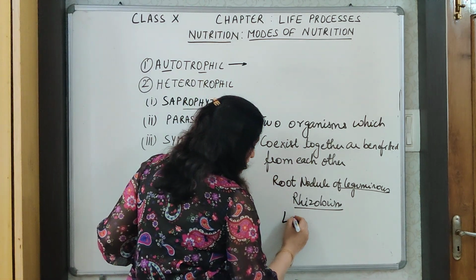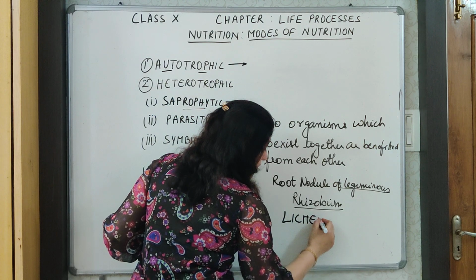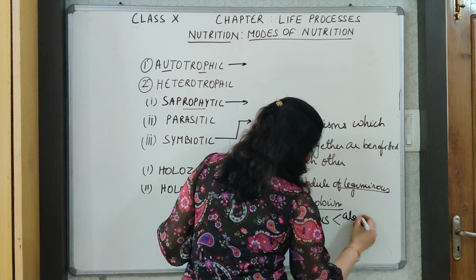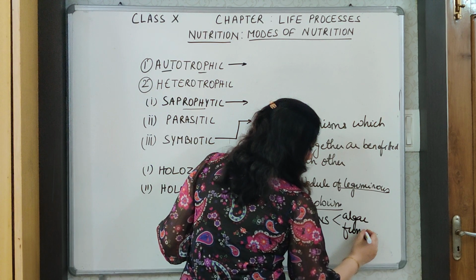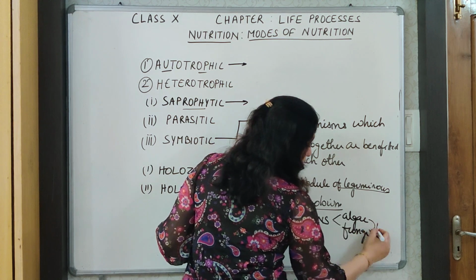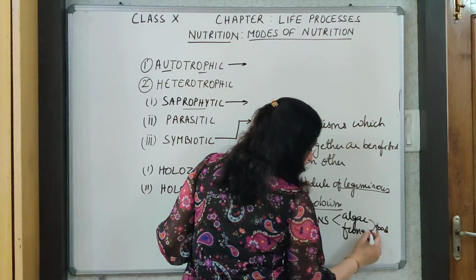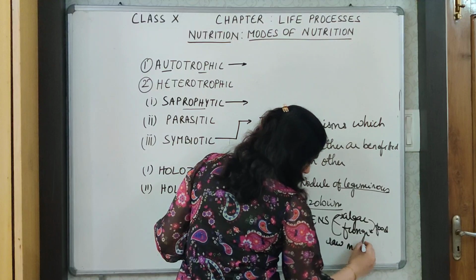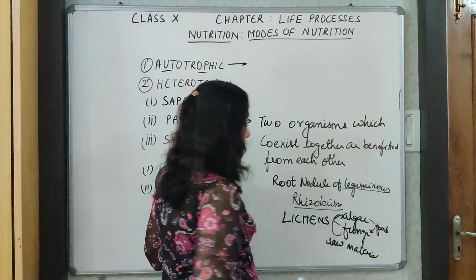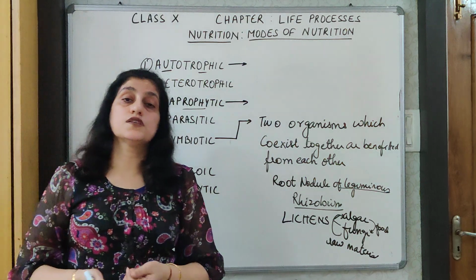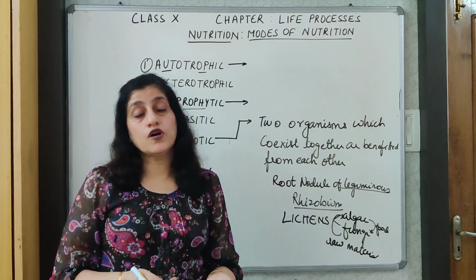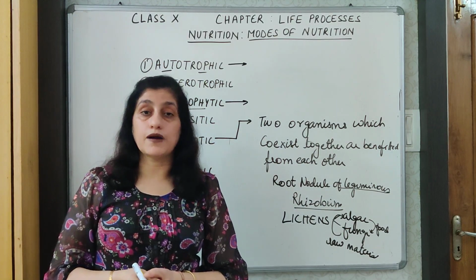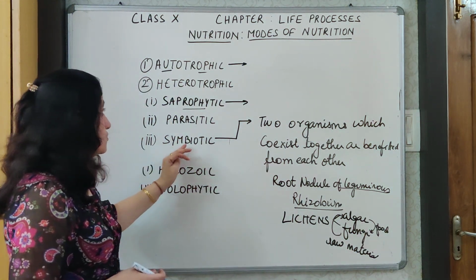Another example of symbiotic relationship is the lichens. Lichen is a beneficial relationship where algae and fungi live together. Algae provides food and fungi provides raw materials to the algae. So this is also another example of the symbiotic relationship, and the process is referred to as symbiosis. When two organisms coexist together, mutually benefiting each other, the process is known as symbiosis. So these are the types of nutrition.